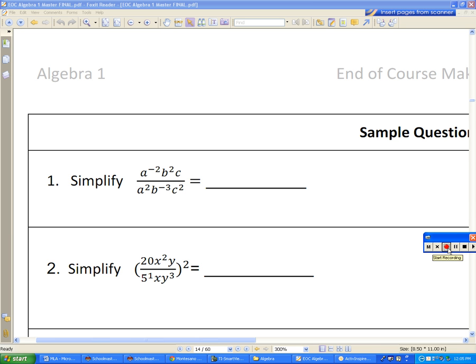Okay, so let's keep going. Now I need to simplify this. Okay, so the first part is easy. What's 400 divided by 25? 16. Okay, so that equals 16. Okay, x to the fourth divided by x squared. What do I do with the exponents?